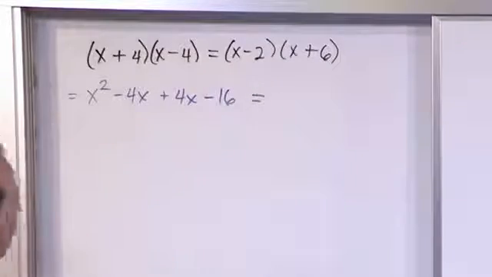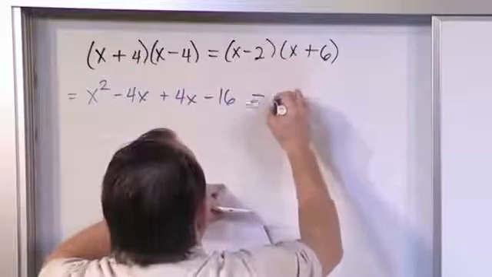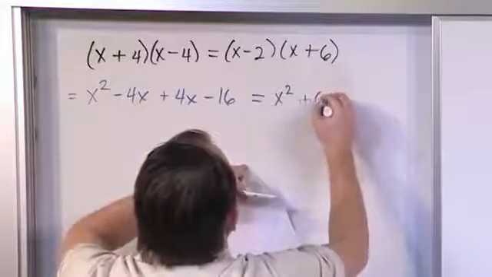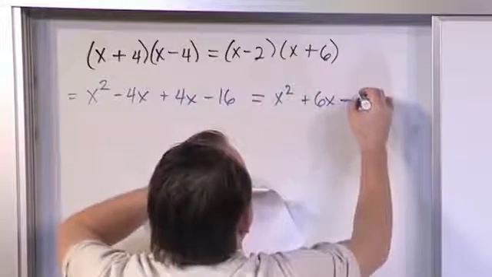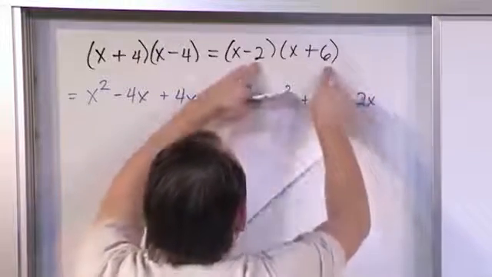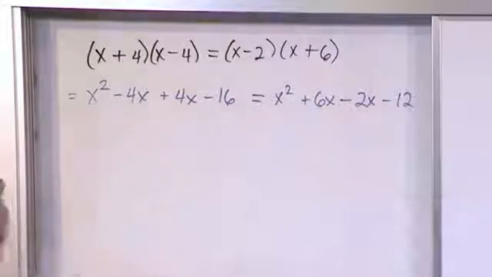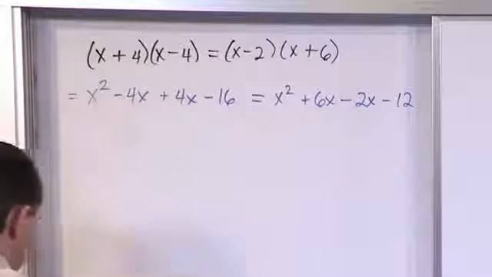On the right-hand side of the equal sign, we have to do the same thing. First terms, x times x is x squared. Outside terms, x times 6 is 6x. Inside terms, negative 2 times x is negative 2x. And last terms, negative 2 times 6 is negative 12. So we do FOIL on both sides of the equal sign because that's how we have the multiplication set up.